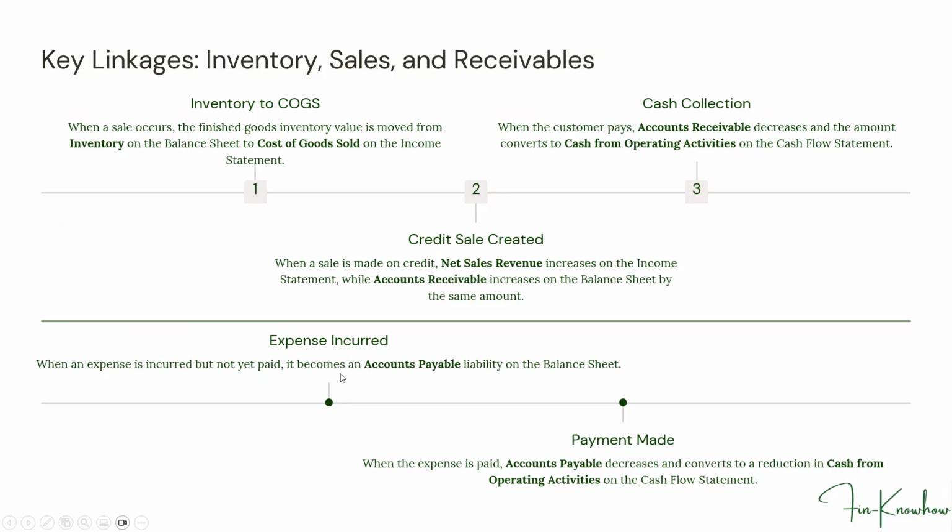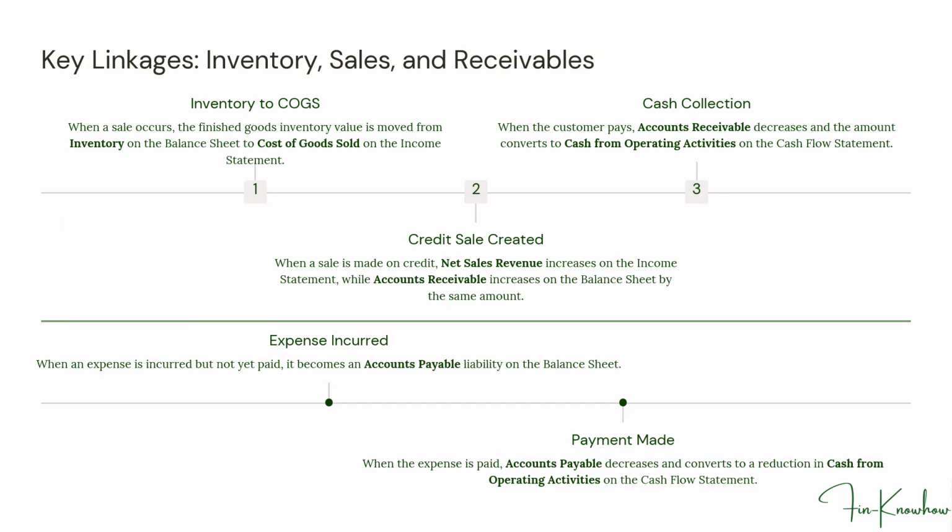On the flip side, when an expense is incurred but not yet paid, it becomes an accounts payable, a liability on the balance sheet that increases current liabilities by the amount of the increase in the accounts payable. When that expense is actually paid, the accounts payable goes away and it converts to a reduction in cash, because the cash went out in closing out the accounts payable. That causes a reduction in the cash from operating activities on the statement of cash flows.